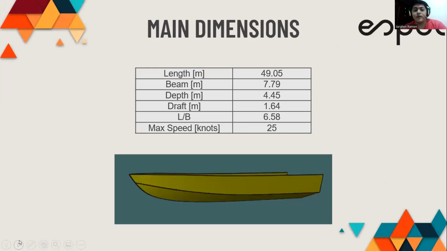Okay, in the main dimensions, the ship has a length of 49 meters, it is a high-velocity ship, and the maximum speed is 25 knots. The beam is 7.8 meters, the depth is 40.45 meters, and the draft is 1.64 meters. Next, please.